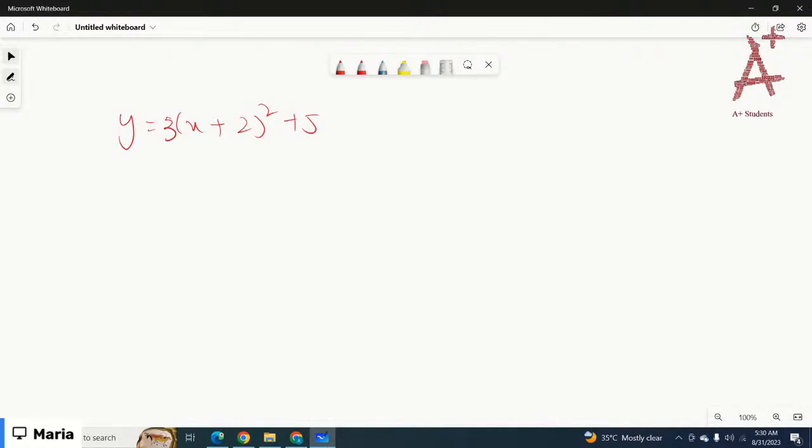Okay, the vertex is negative 2 and 5, right? That means you can see this value is greater than 0. That means the parabola opens upward. Okay, you can see the vertex is above the x-axis, right? That means it never passes through the x-axis, so there are no zeros because the vertex is above the x-axis. That means it indicates d is less than 0, right?